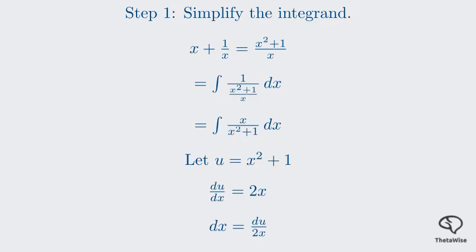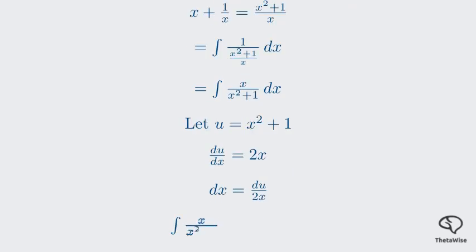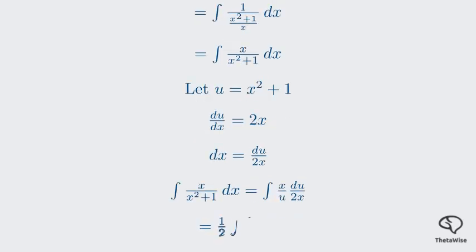Step 2. Substitute these into our simplified integral. We replace x squared plus 1 with u and dx with du over 2x. This gives us the integral of x over u times du over 2x. As before, the x terms cancel out, simplifying the integral. We are left with 1 over 2u. We can pull the 1/2 outside the integral.